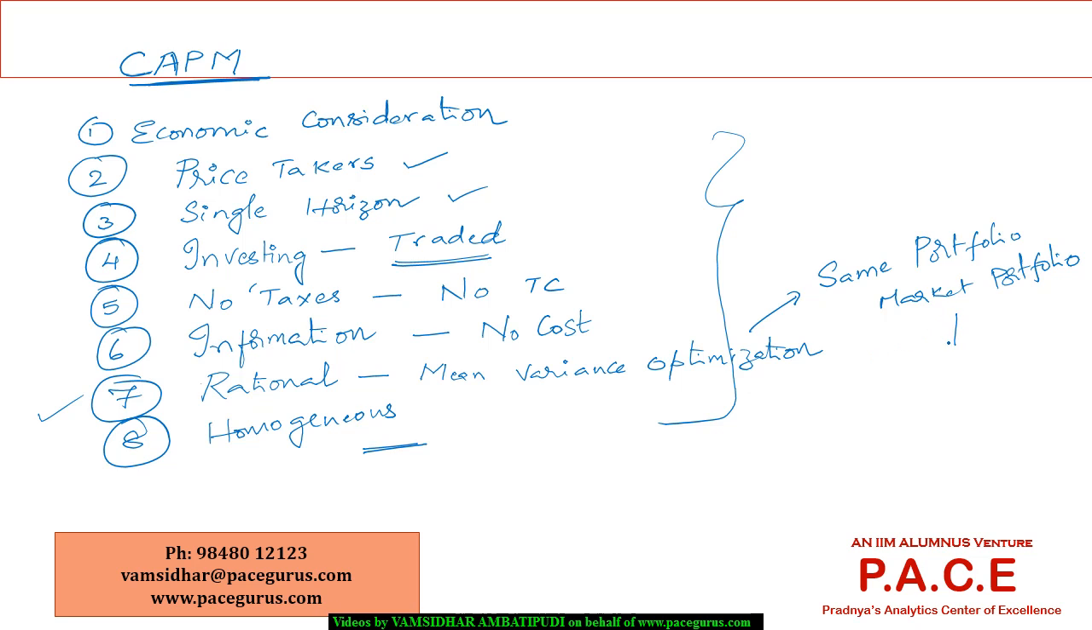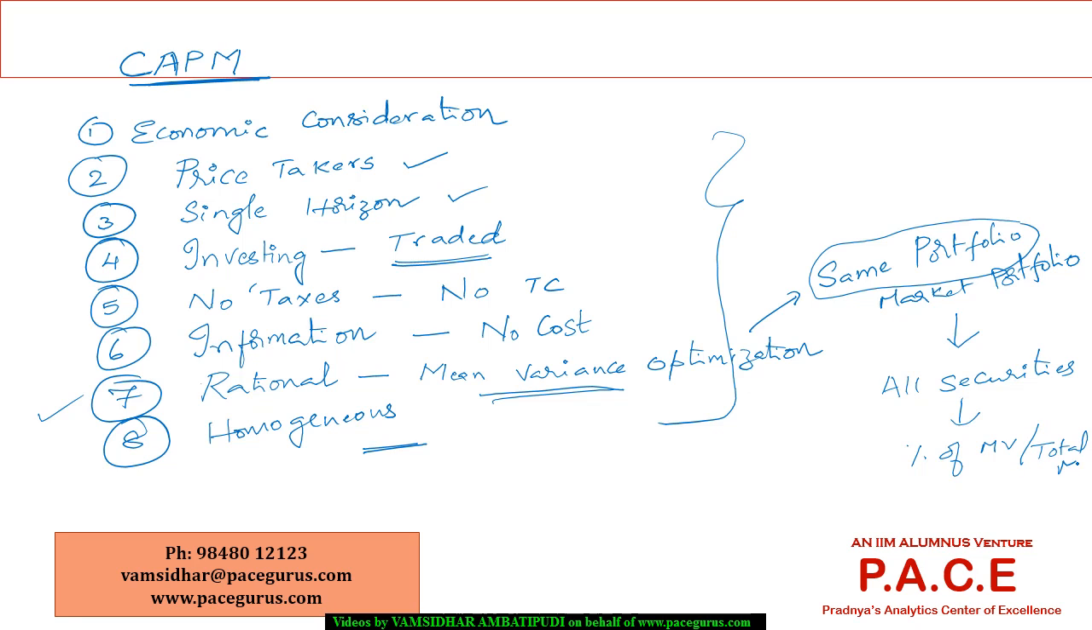Now, this market portfolio is something where, when the investors are rational and their objective is to optimize the mean versus the variance, every investor is holding the same portfolio of risky assets. Right? So this market portfolio actually contains all the securities, and the proportion of each security is the percentage of the market value of the security to the total market value. So that is the kind of proportions in which the whole market portfolio will be held.